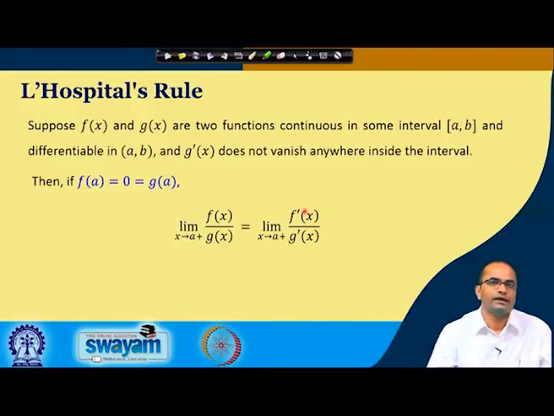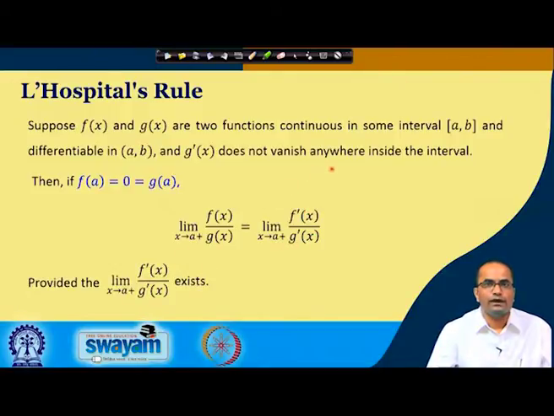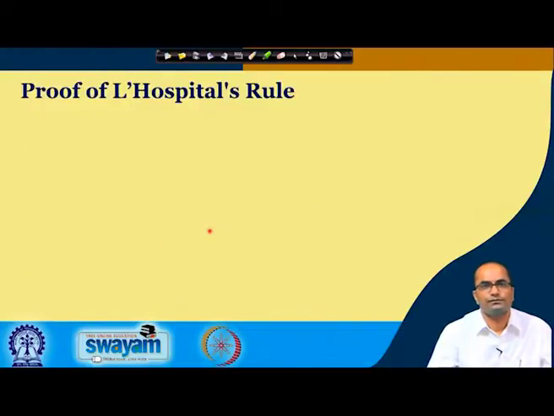So, it is another application of the derivatives, and naturally this holds when the limit of the derivatives exists, otherwise it does not make sense. We will come to this point a little later, and we will see one example where this limit does not exist, but it does not mean that the limit of f x over g x does not exist. So, this is the rule: if the limit of the derivatives exists, then it will be equal to the limit of this ratio of the functions.